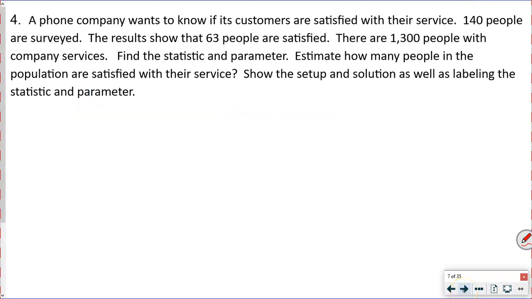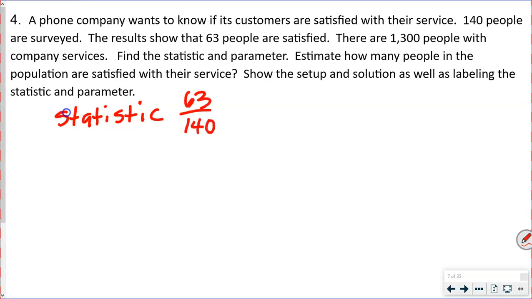A phone company wants to know if its customers are satisfied with their service, so 140 people are surveyed. The results show that 63 people are satisfied. There are 1,300 people with the company's services, so find the statistic and the parameter, estimate how many people in the population are satisfied with their service, show the setup and solution as well as labeling the statistic and parameter. So the statistic is going to be the number of people that said they were satisfied over the number of people that were surveyed, okay?